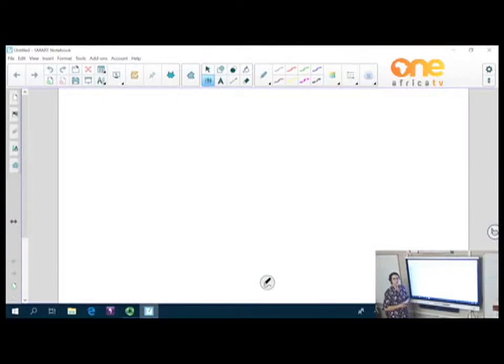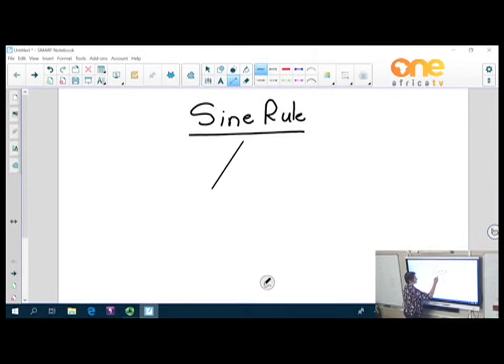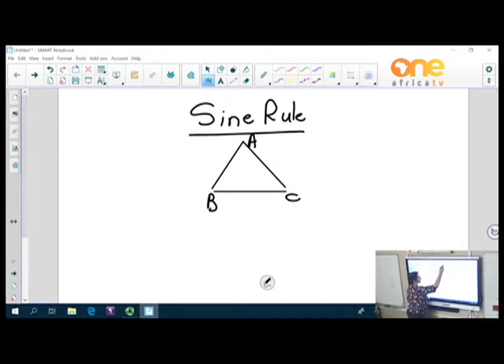Today we're looking then at the sine rule. This is now when we work in any triangle, the sine rule. And as we said in the previous lesson, the first thing that you need to understand is that in a triangle, if this is triangle ABC, then this is side A, this is side B, and this is side C. That's the first very important fact that we need to know, and what we're going to use here.